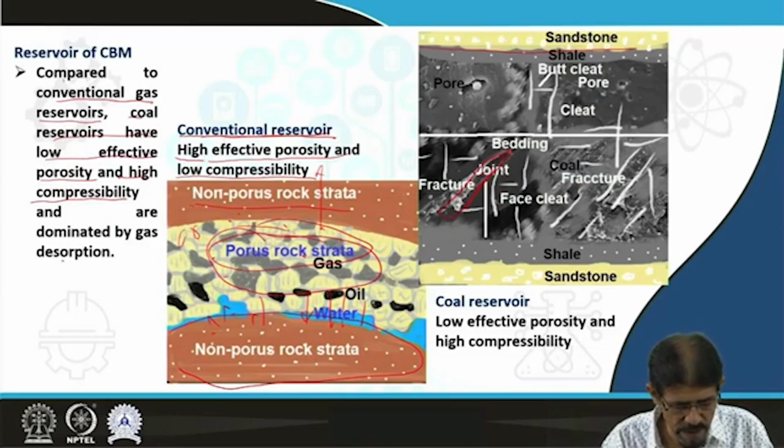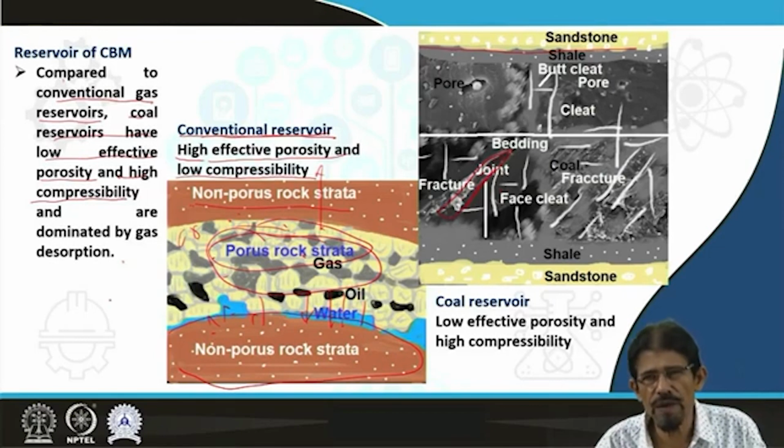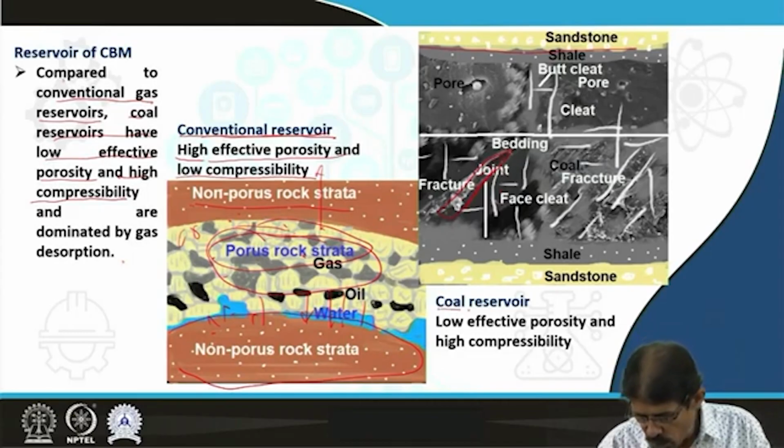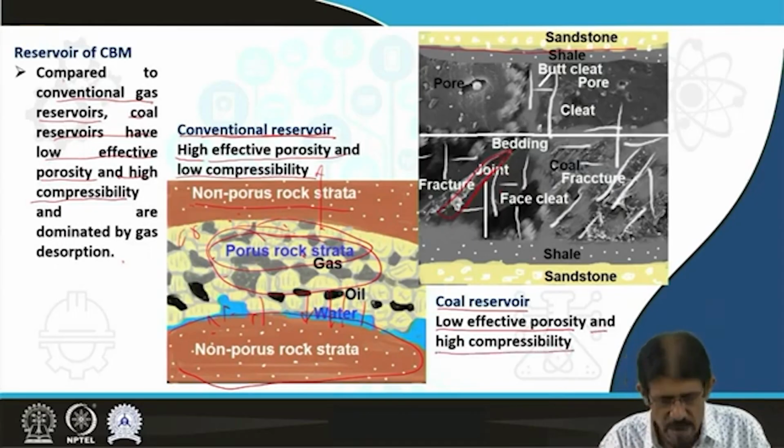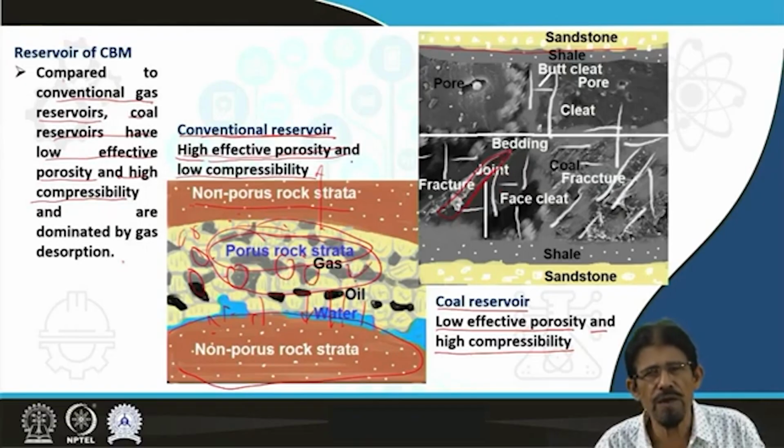and is dominated by gas desorption, therefore not allowing further movement of other fluids. The coal reservoir has low effective porosity and high compressibility. However, the traditional or conventional reservoir has high effective porosity and low compressibility due to the intact grains of sand. For example, you can take sandstone overlain by shale.